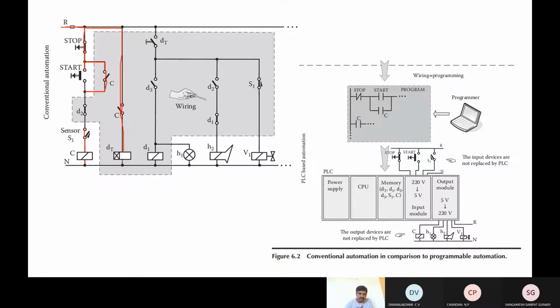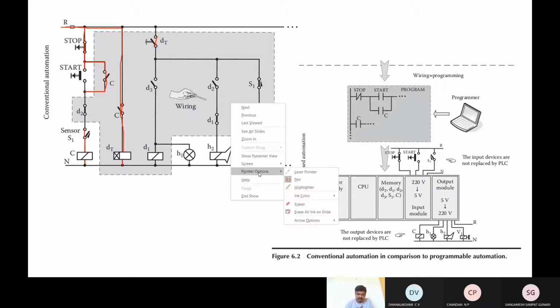This timer will receive a signal. When it receives the signal, depending on the time, it may be 5 seconds, 10 seconds, after that it will close this contact. Depending on that, further signals will be delivered. That's how the automation circuit will work.